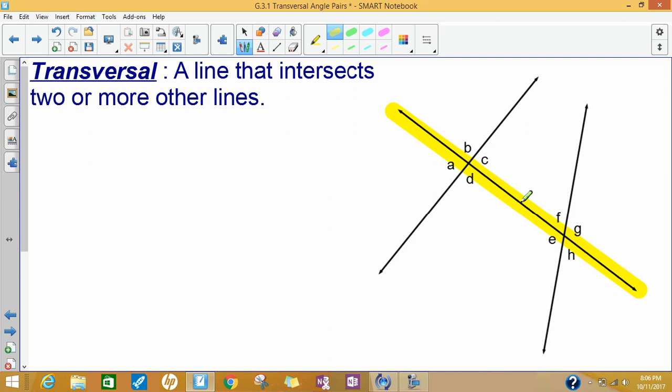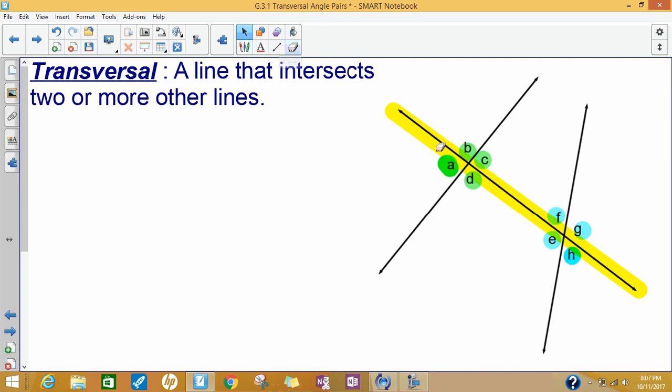And so when I have a transversal that intersects these lines, what ends up happening is I get these banks or these groups of four angles. So A, B, C, D there, and E, F, G, H here. And so when we have this transversal that intersects these lines and creates these banks of four angles, we create some special angle relationships.